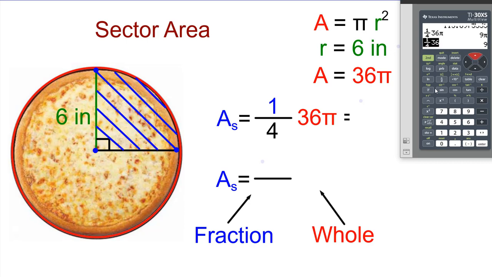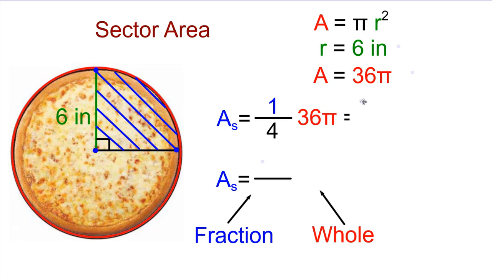Because some of your calculators, when they give you 9 pi, they will only give you the decimal approximation without leaving it in terms of pi. So just a way that you can get around that, which is kind of nice to know. So our answer would be a fourth of 36, which is 9 pi. So this is 9 pi inches squared.